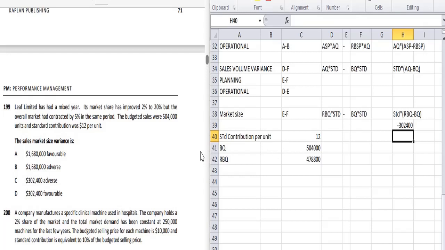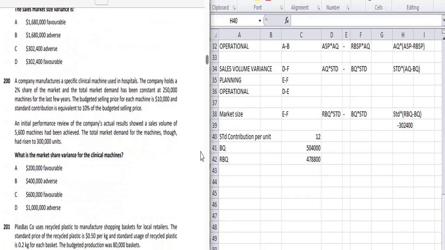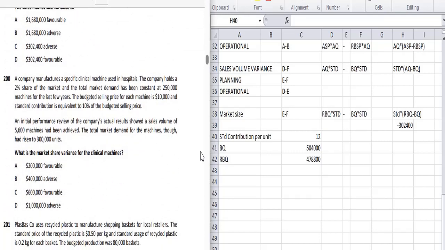I hope this is clear to you. In case of any confusion, just stop the video and revise the previous part. Coming to the next question, what is the market share variance for the clinical machines? So now the question is asking market share variance. Market share variance means sales volume operational variance. So don't get confused in these terms. So the question is 200, right?